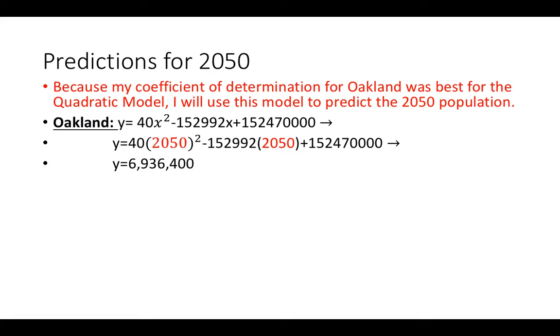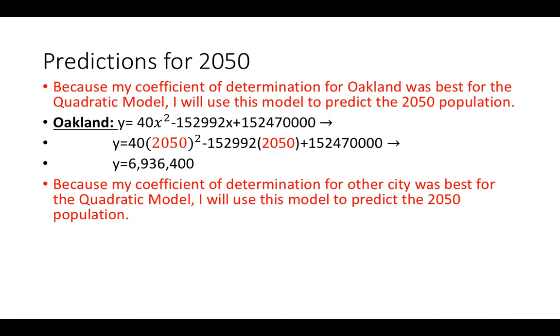I get that supposedly in Oakland, according to this model and according to the data I collected, it's going to have this many people. And then again, because the coefficient of determination for the other city was the best fit for the quadratic model, I'm going to use this model to predict the 2050 population. Sometimes the model to predict Oakland is quadratic, linear, or exponential. Sometimes to predict your other city, it could be any of those three. You have to back it up. If your R squared is the best fit for that city, then you're going to use that model. In this case, I showed you two cases where the quadratic was the better fit.